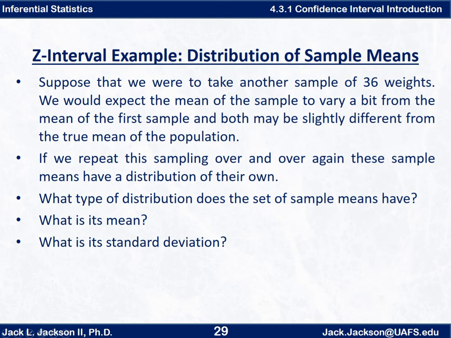Now suppose we went and took another sample of a different 36 boys, found those weights. Well, we could compute the mean for that, and we would not expect it to be exactly the same as 100. It might be a little more, it might be a little less. We would think it was probably going to be pretty close from sample to sample, but not necessarily the same thing. So both the mean of the first and second sample may be slightly different from the true mean of the population. If we repeat this sampling procedure over and over again, these sample means have a distribution of their own.